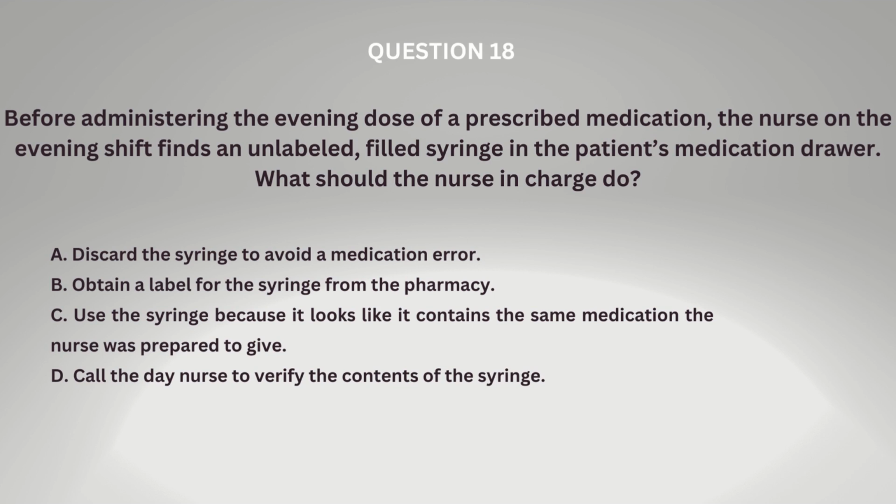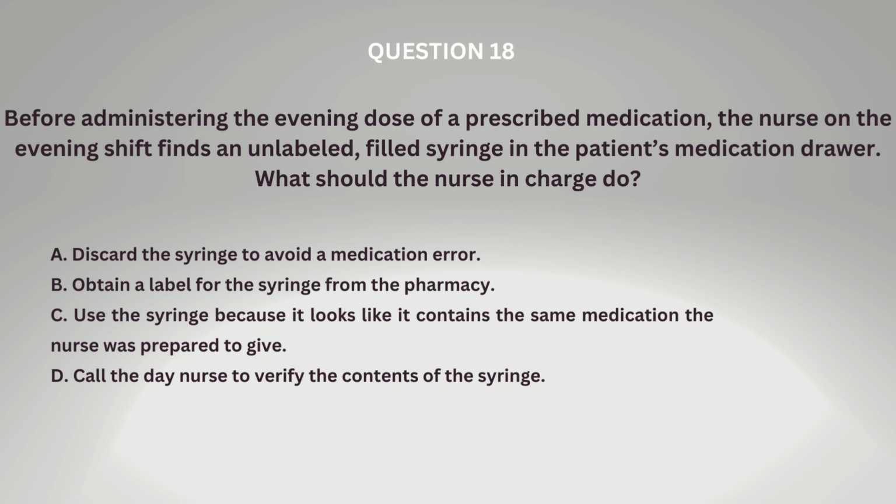Before administering the evening dose of a prescribed medication, the nurse on the evening shift finds an unlabeled filled syringe in the patient's medication drawer. What should the nurse in charge do? A. Discard the syringe to avoid a medication error. B. Obtain a label for the syringe from the pharmacy. C. Use the syringe because it looks like it contains the same medication the nurse was prepared to give. D. Call the day nurse to verify the contents of the syringe.